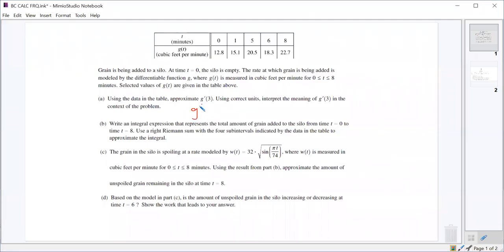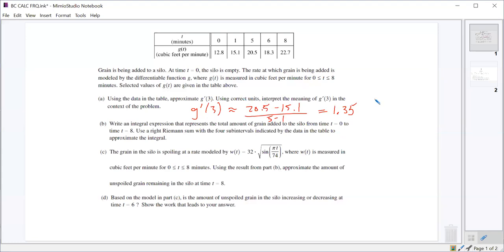So for part A, we're looking for G prime of 3. We're approximating G prime of 3. We're going to use the interval between 1 and 5 because that's the smallest interval surrounding 3. So 20.5 minus 15.1 over 5 minus 1, which gives us 5.4 over 4. What is that, 1.35?